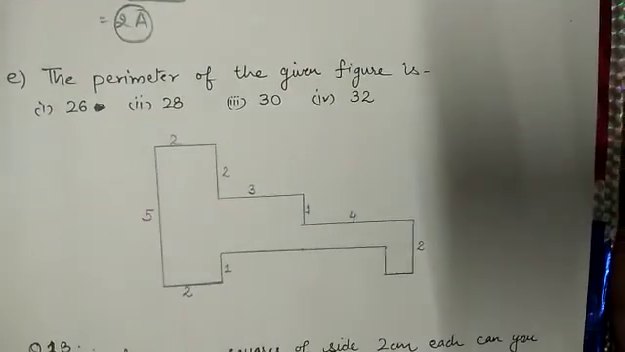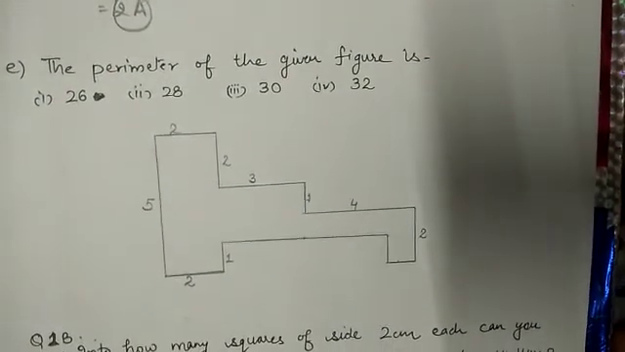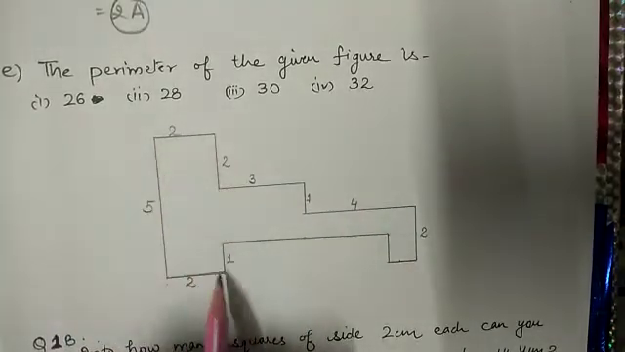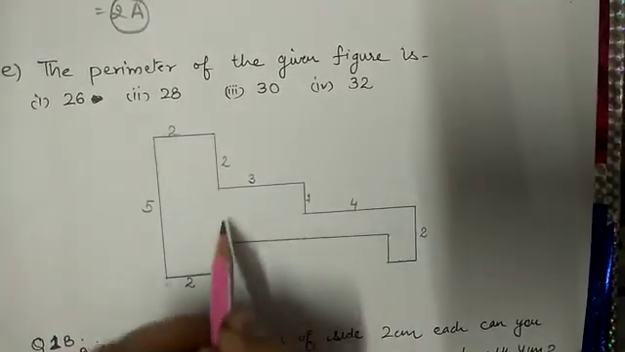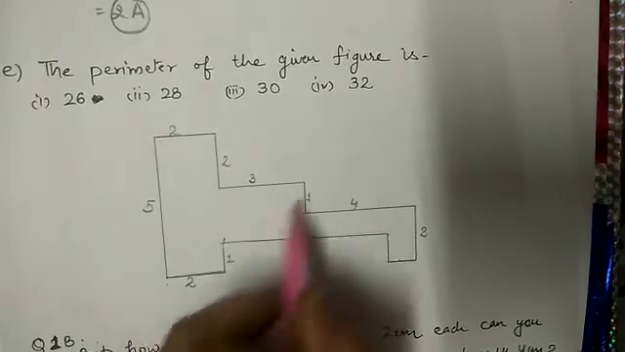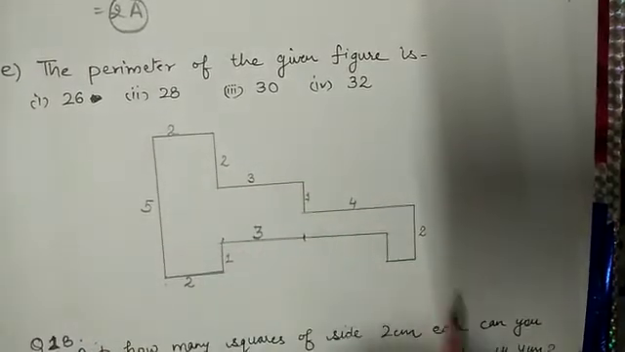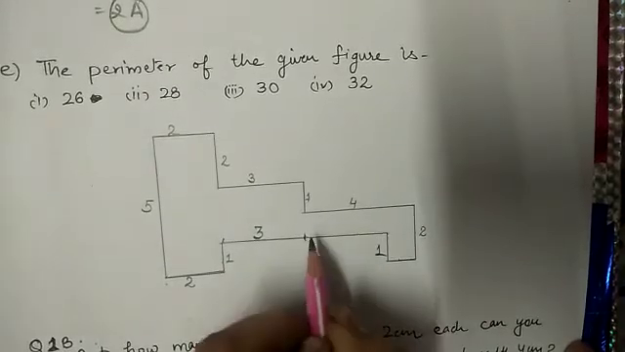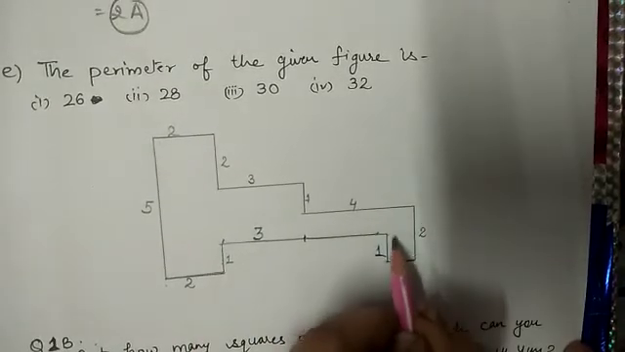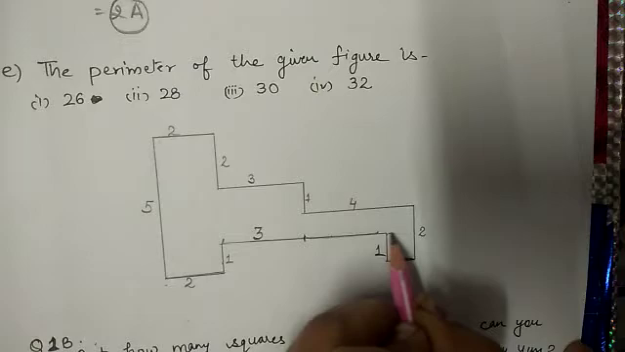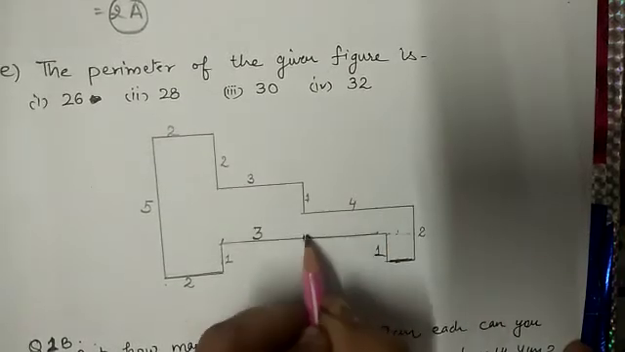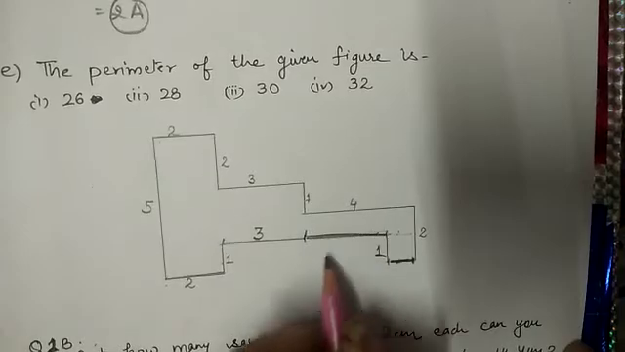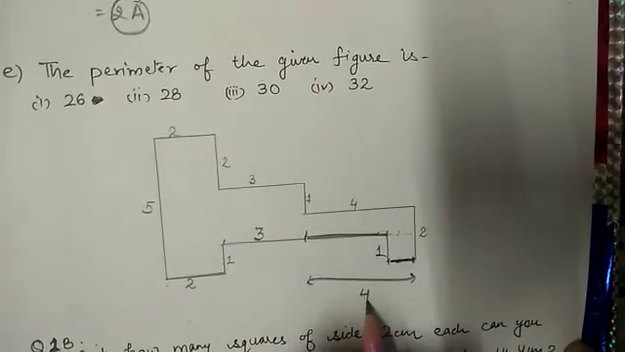Next question. Perimeter of the given figure we have to find. See, this length is 5. All these are given. This one is not given. If I observe up to this length, these two parts are the same. This should be 3. This is 1, so it should be 1. Now this part and this one will be equal to this part. So it means the total length of this part and this one will be equal to 4.